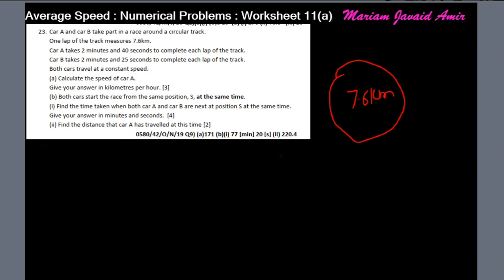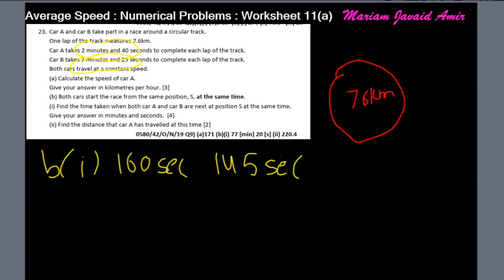Part B says that both cars start the race from the same position at the same time. Find the time taken when both cars A and B are next at position S at the same time. Give your answer in minutes and seconds. It looks like a very scary question, but it's simply asking you to find the lowest common multiple of these two times. 2 minutes and 40 seconds in seconds will be 160 seconds, and 2 minutes and 25 seconds in seconds is 145 seconds.